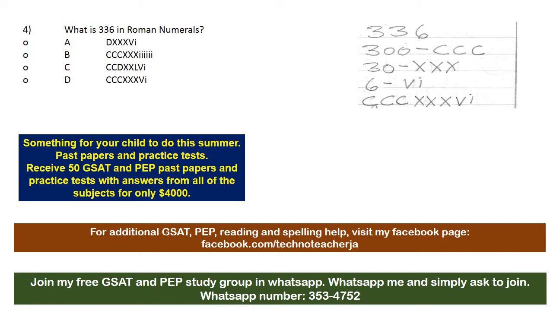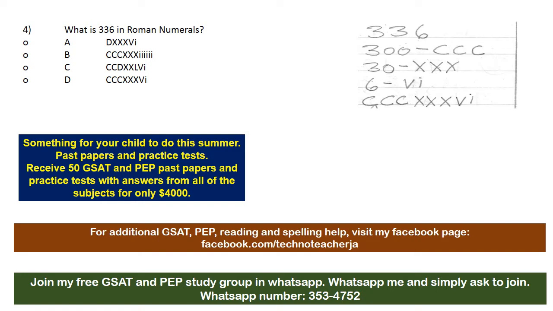The letters are: for our number 1, they use I. For number 5, they use V. For number 10, they used X. For number 50, they used L. For number 100, they use C. For number 500, they use D. And for number 1000, they use M.